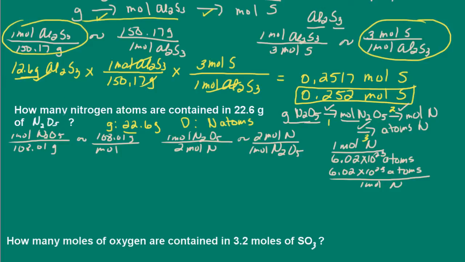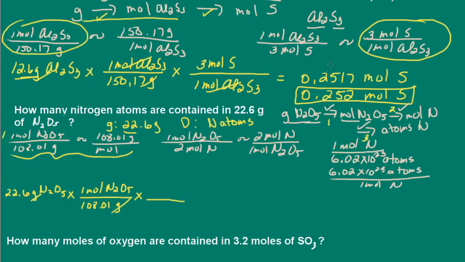So let's go ahead and set up the problem. Again, I follow my roadmap. I start off with 22.6 grams of dinitrogen pentoxide. And I will use my first set of conversion factors to convert from grams to moles. So I'm going to use number 1 because I want to cancel out grams of dinitrogen pentoxide. So 1 mole of dinitrogen pentoxide, 108.01 grams. So grams cancel.